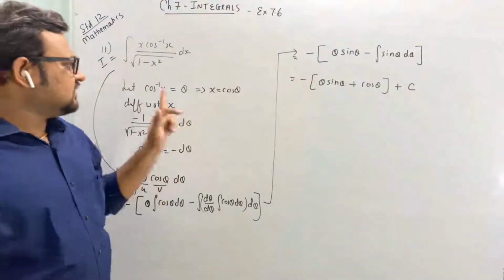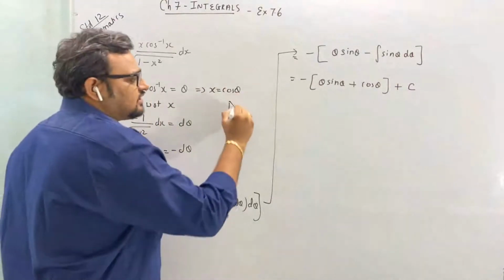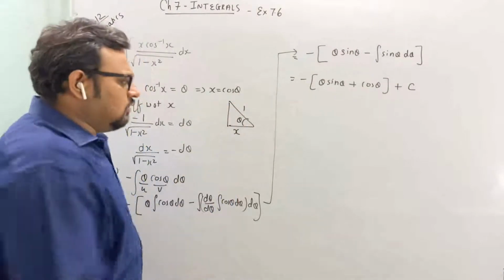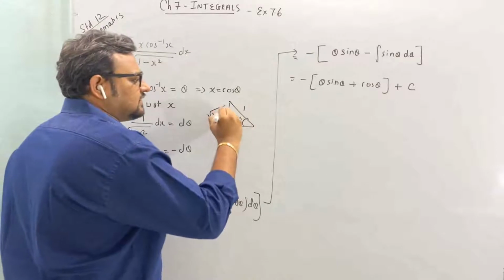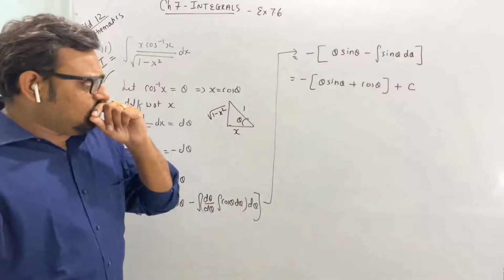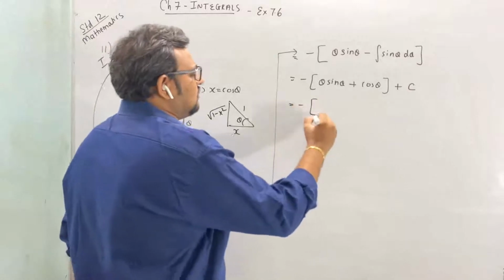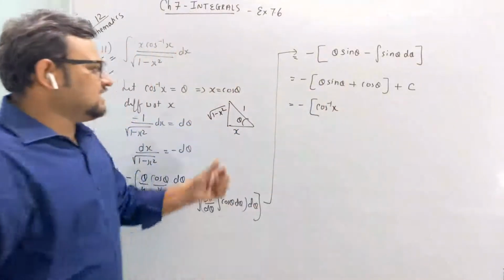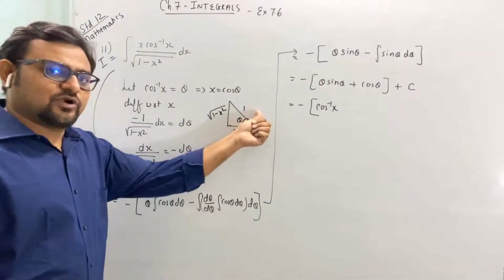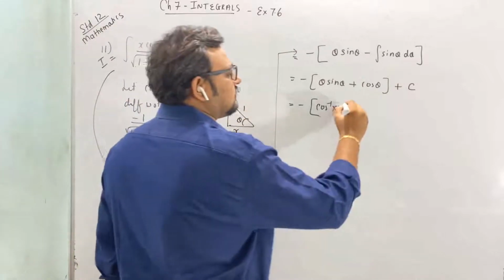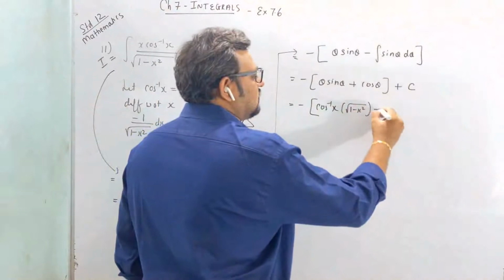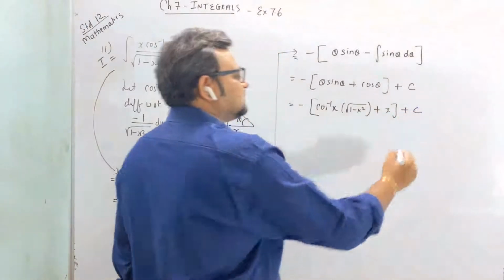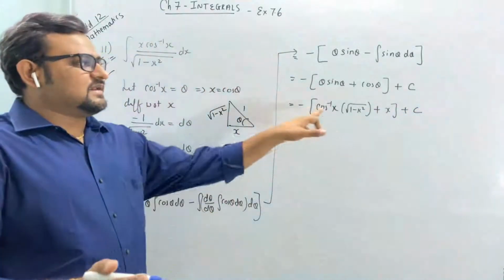Now putting the value of theta, what is theta? Cos inverse x. Now as I have taken here cos theta is equal to x, cos theta adjacent upon hypotenuse. So this will be 1 minus x square. Now let's put the value. What is theta? Cos inverse x. What is sin theta? Opposite upon hypotenuse, so root of 1 minus x square by 1, plus cos theta, x, plus c. Okay, if you want you can multiply the minus sign here.